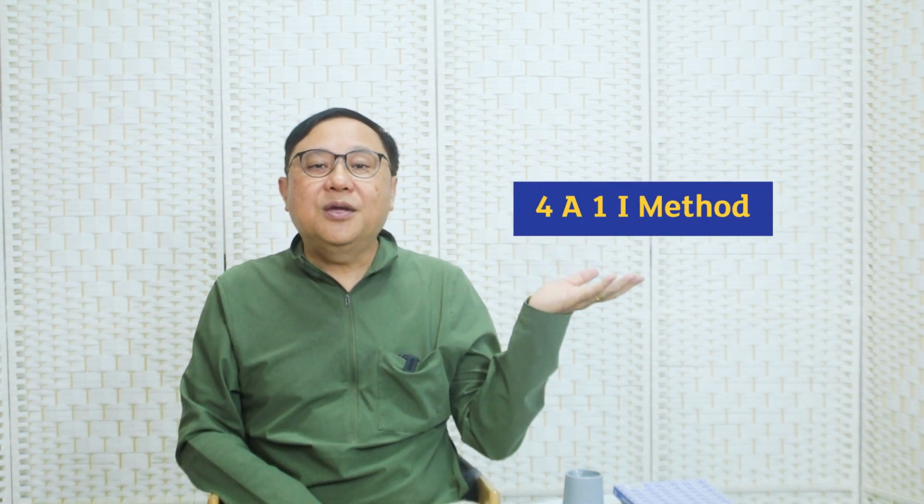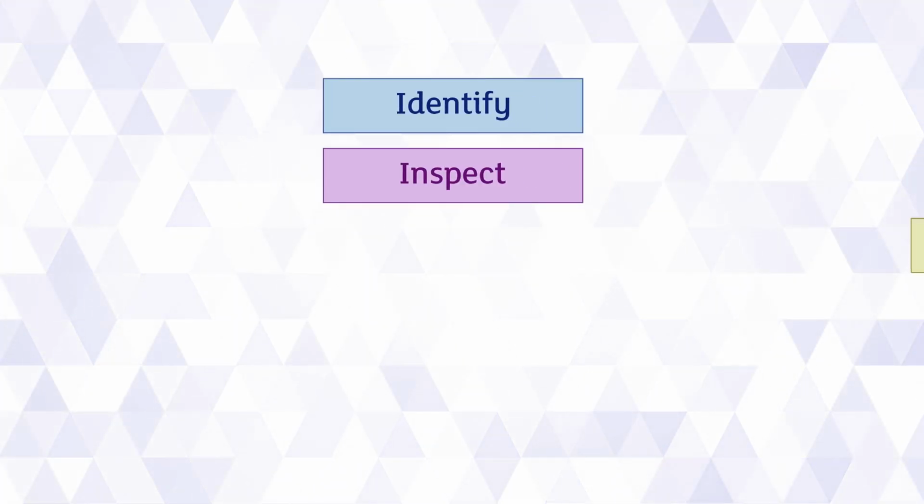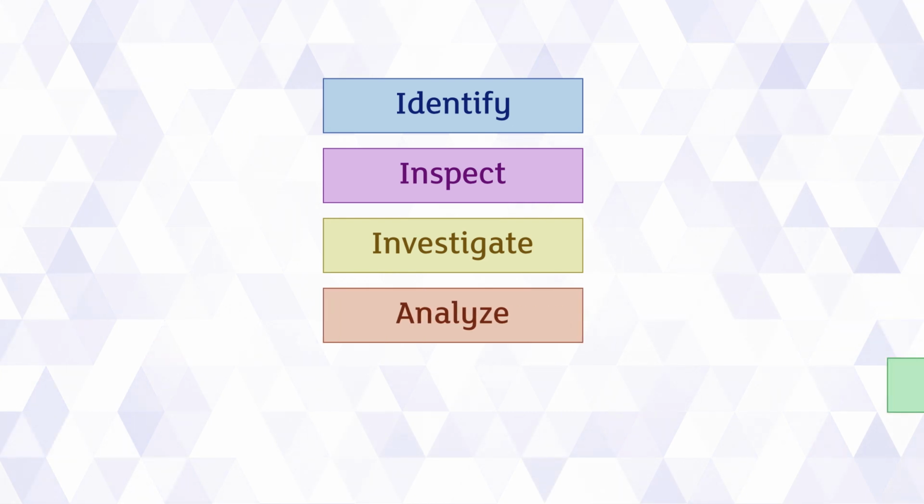So how do we do the accident investigation? We can use the 4A 1I method. Identify, inspect, investigate, analyze, implement.